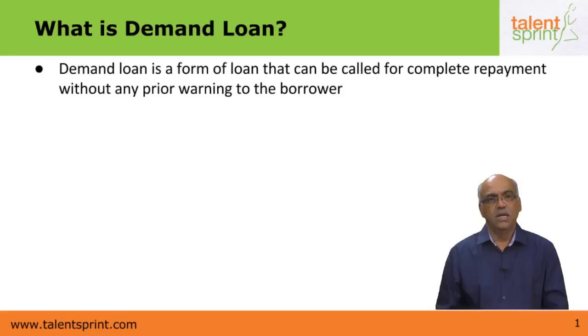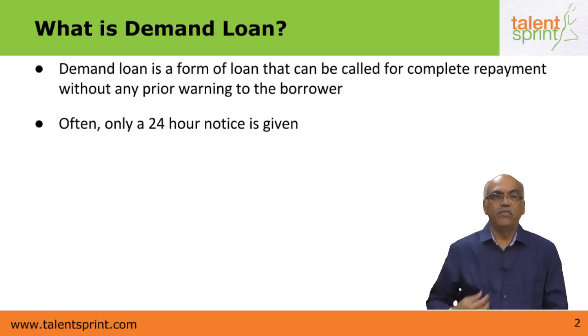What is a demand loan? A demand loan is a form of loan that can be called for complete repayment without any prior warning to the borrower. That means a demand loan, just like a demand deposit, is repayable on demand. If the bank is not satisfied that the customer is adhering to the rules and regulations of the grant of the loan, then the bank can very well call for the entire repayment of the loan, and that is called a demand loan. When we say without notice, we understand that very often a 24-hour notice is all that is given for the repayment of a demand loan.